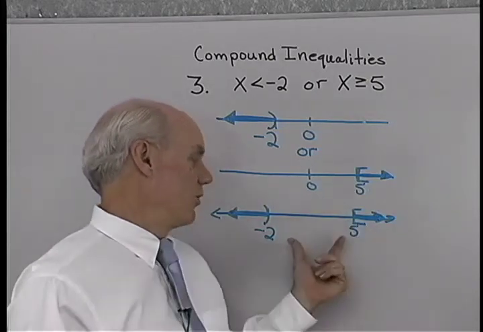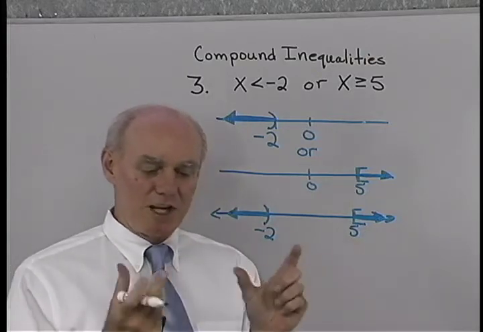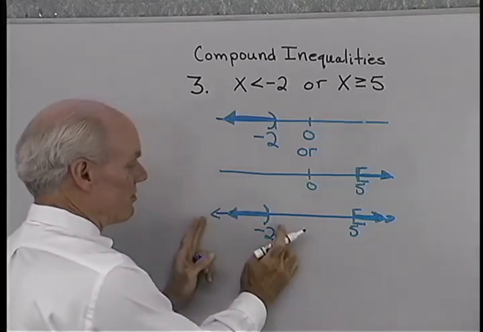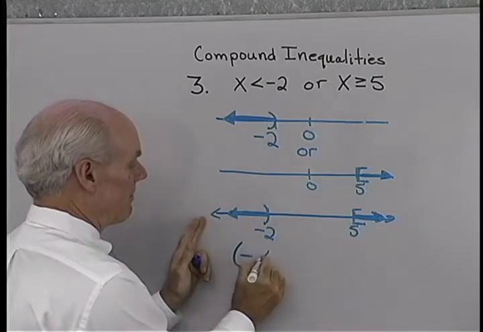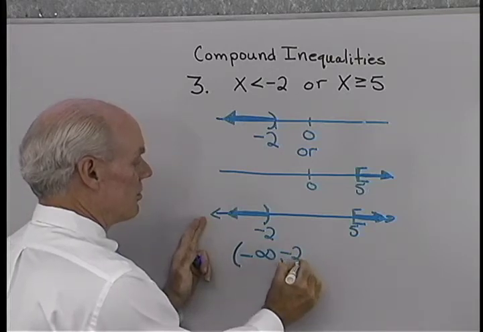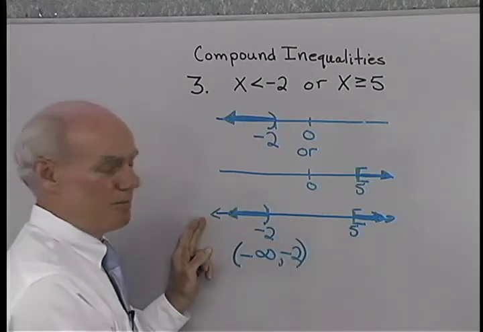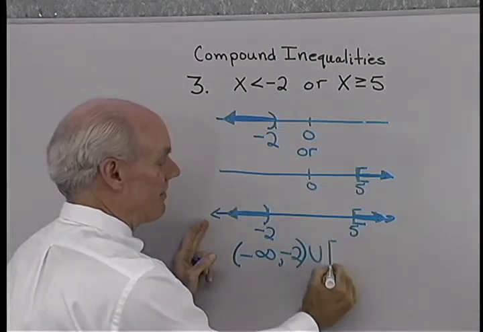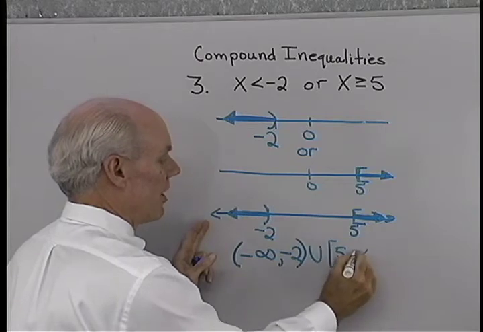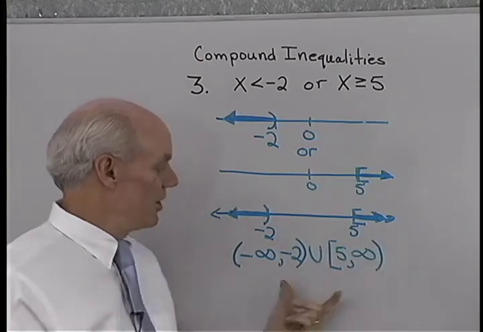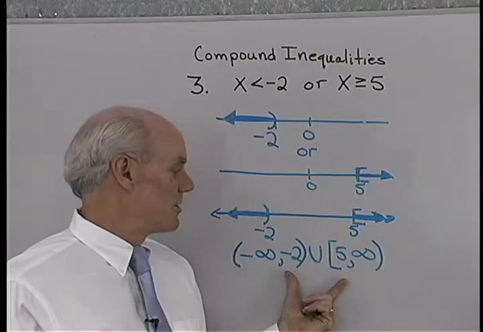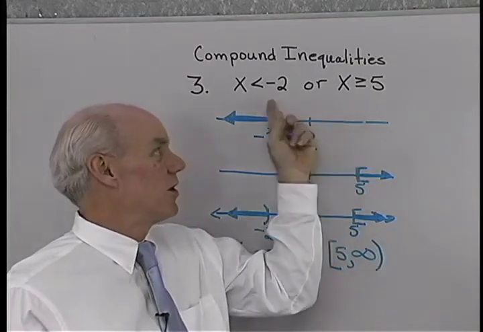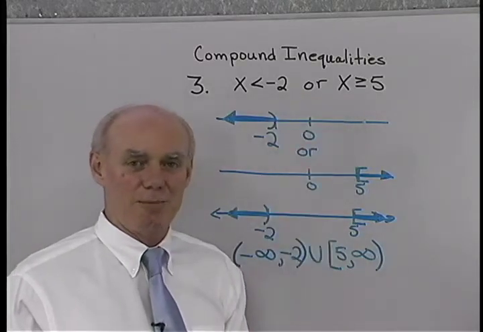Now, to write this with interval notation, I'm going to have to take two little intervals and connect them with my union symbol. So I'll come up from negative infinity to negative 2, but I won't include negative 2. I want the union of that with the set that starts at 5, includes 5, and goes off to positive infinity. So here's my interval notation that represents the same set of numbers on the number line that this graph represents. When I have two inequalities connected with the word or, that's called a compound inequality.